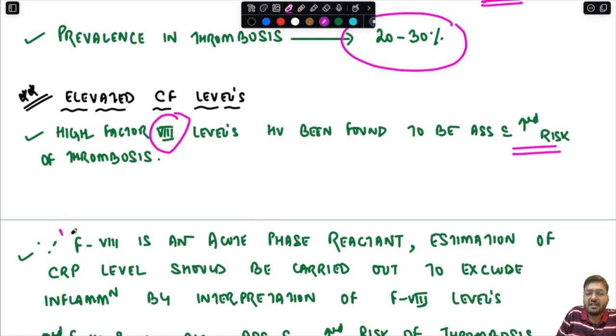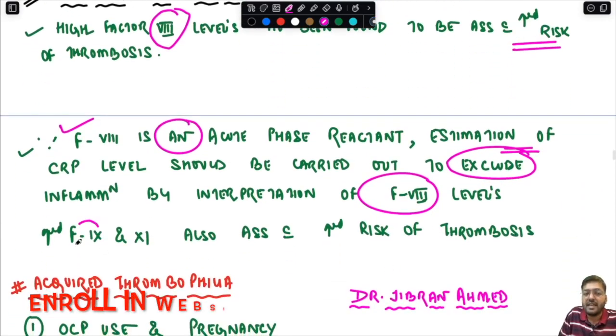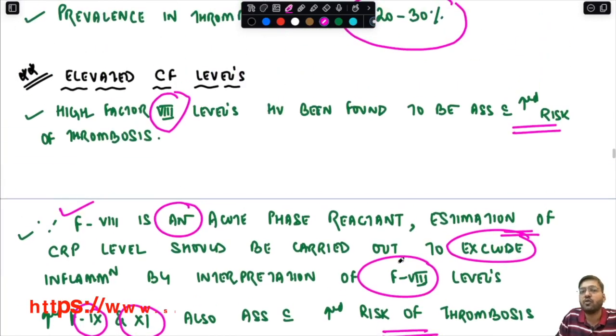Now since factor 8 is an acute phase reactant, estimation of the CRP level should be carried out to exclude inflammation before interpretation of factor 8 levels. Remember, increased levels of factor 9 and 11 are also associated with increased risk of thrombosis. So you have to evaluate the levels of these clotting factors also while evaluating inherited thrombophilia.